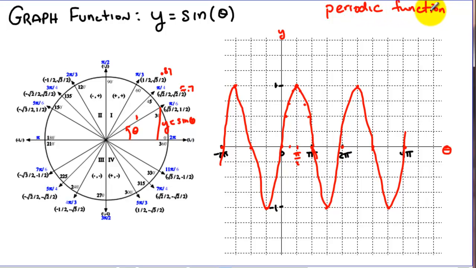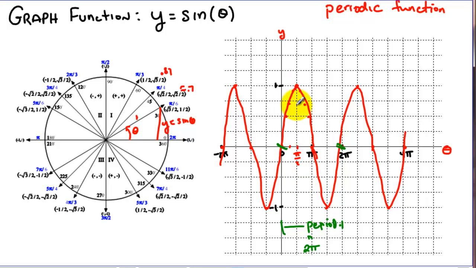Because it keeps repeating the same pattern. And the sine curve, if we started here, goes up, down, and then back at 2 pi. That length here is one period of our sine function. So the period is 2 pi.